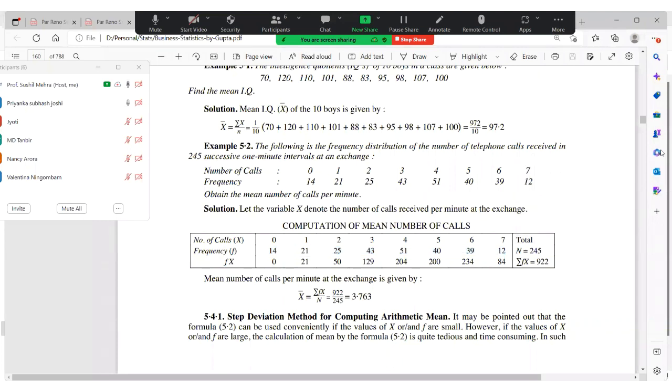Sum of all these fx, sum of all these numbers, it comes to be 922, right? Now, the mean number per call, x bar, is summation of fx by N. Fx is 922, N is 245. It comes to be 3.763, right? So that denotes that on average in 1 minute, 3.763 calls are received, right?